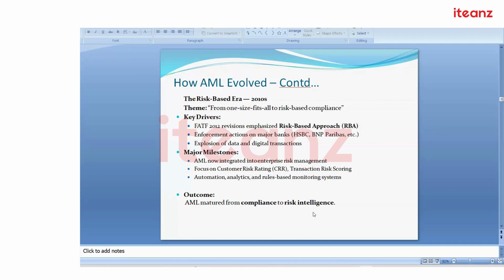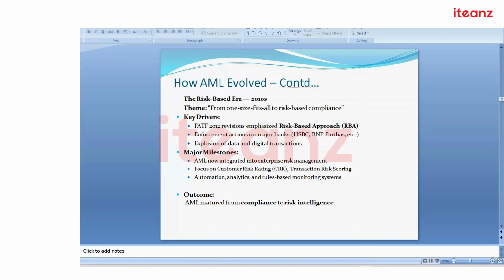Then what happened is during this process, many banks could not fulfill whatever guidelines were being given. So the RBI, or whichever regulatory body, like the European Union or the US, imposed fines.